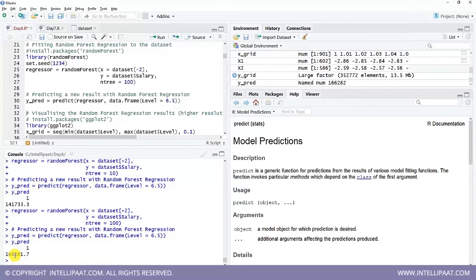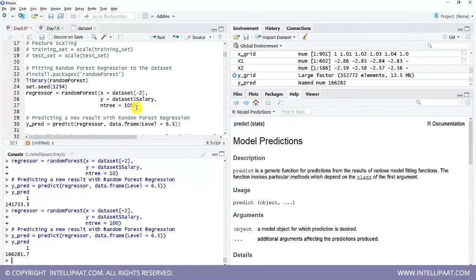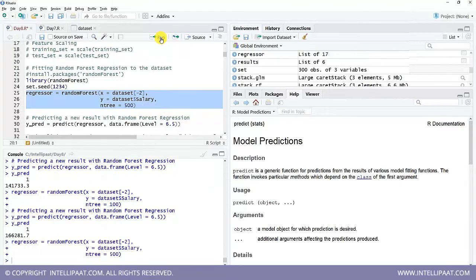166K. Based on our polling, how much did we get? Around 175K. But this comes to around 166K. Probably this is okay. But let's see if we increase the trees to 500 trees as against 100. Will we be getting anything different? Let's see for ourselves. Okay, the regressor is ready. The random forest model is ready.